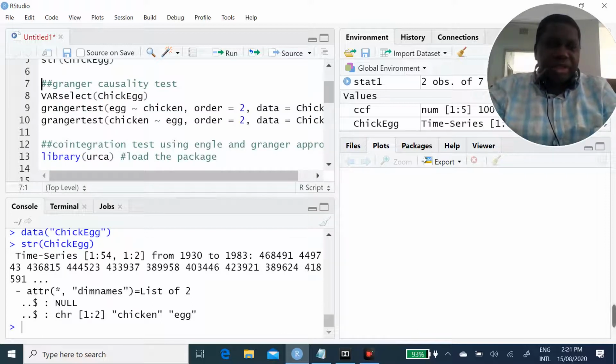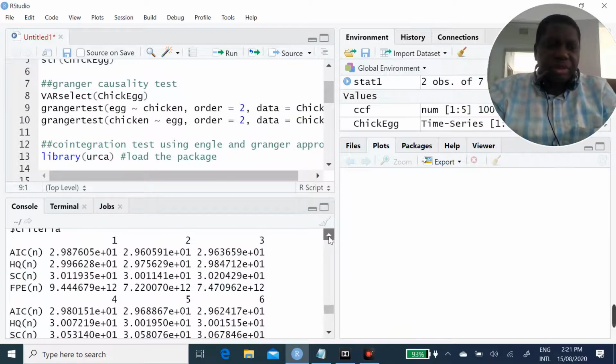For the Granger causality test, the first thing we want to do is to determine our optimal lag length. Because we want to know which comes first, egg or chicken. Or in another word, which one predicts what? Is egg predicted by chicken or the other way around? So to determine our optimal lag length, we use the VARselect function from the vars package. Run it.